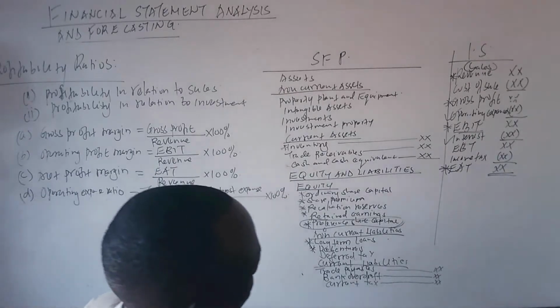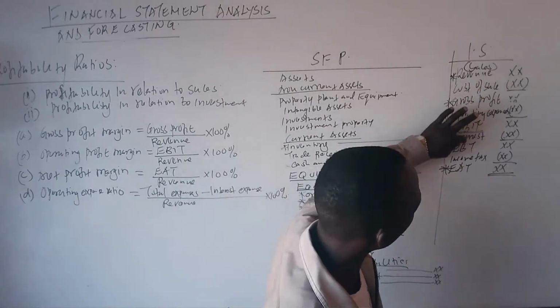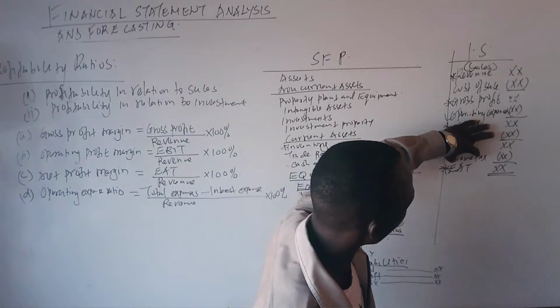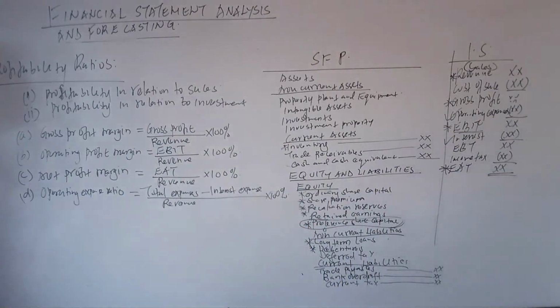Income tax is not included because when we talk about total expenses, it is this and this, not that. The income tax comes after you have made a profit, when you pay the revenue authority what you owe them. That is what we call income tax. So that's about the profitability in relation to sales.